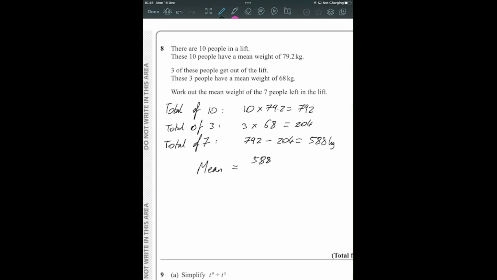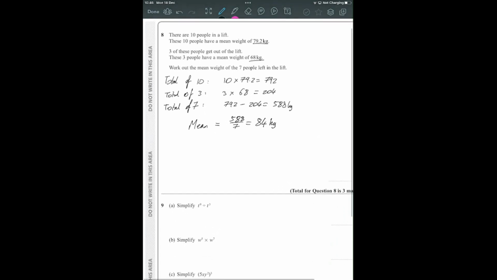Well, we wanted the mean of that. We've just worked out the total was 588. There were 7 of them. Dividing that by 7 is 84 kilos. It was a whole number. That probably means we've done a good thing. And also notice that the people who left were the lighter people, so we should expect the average weight to go up.